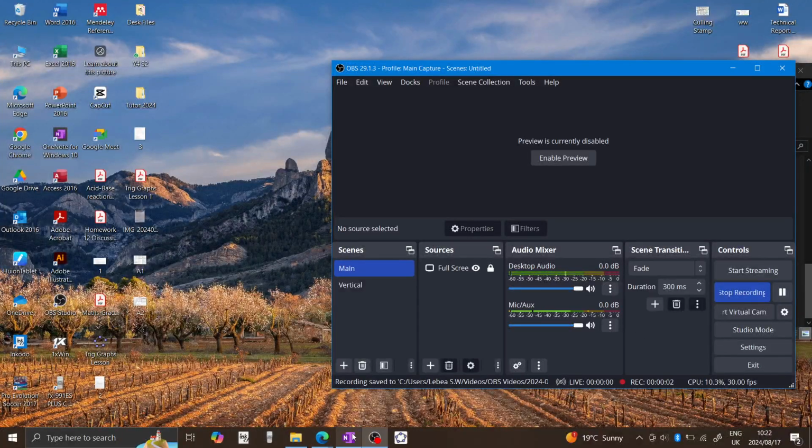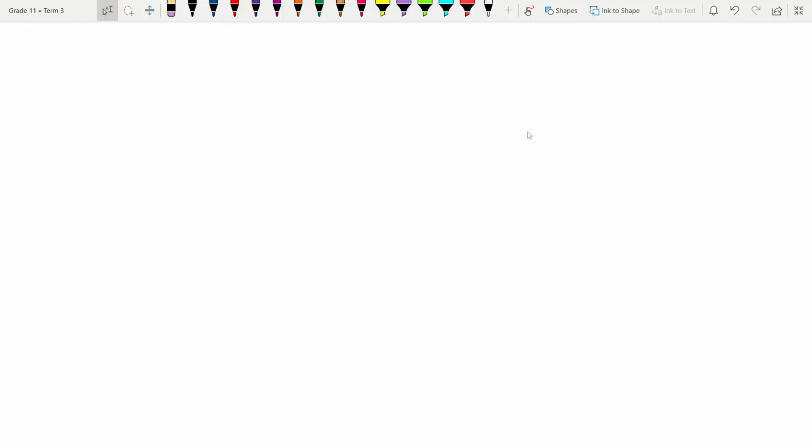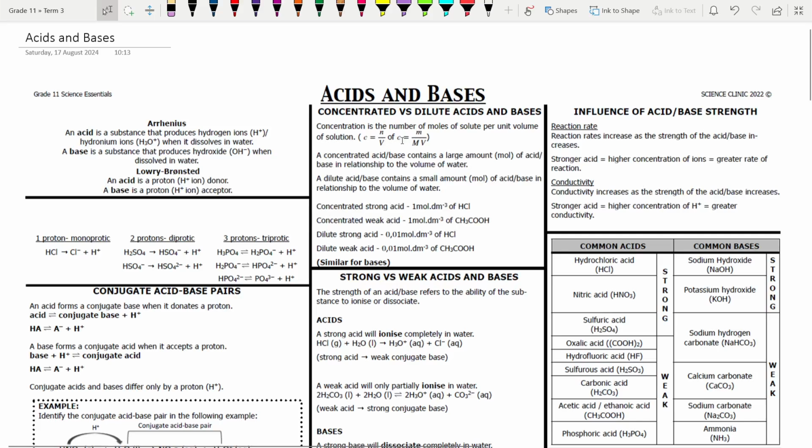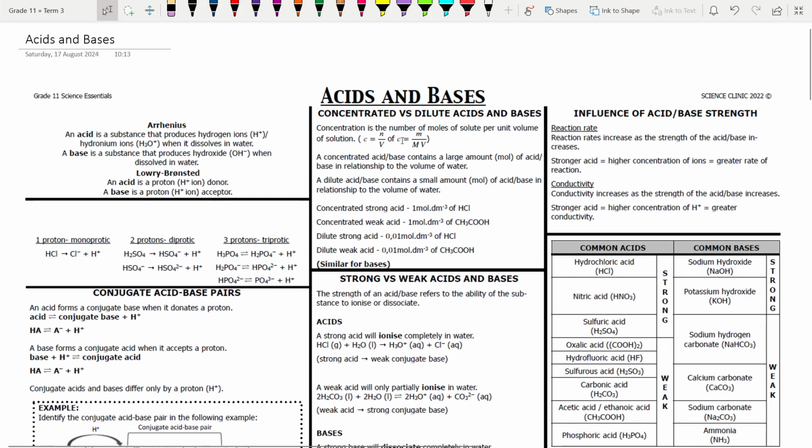Okay, so talking about acids and bases, I'd like to start with the definitions. You'll have two theories that they'll ask you to define in the test or in the exam, and this will remain the same when you get to grade 12. That is the Arrhenius theory.